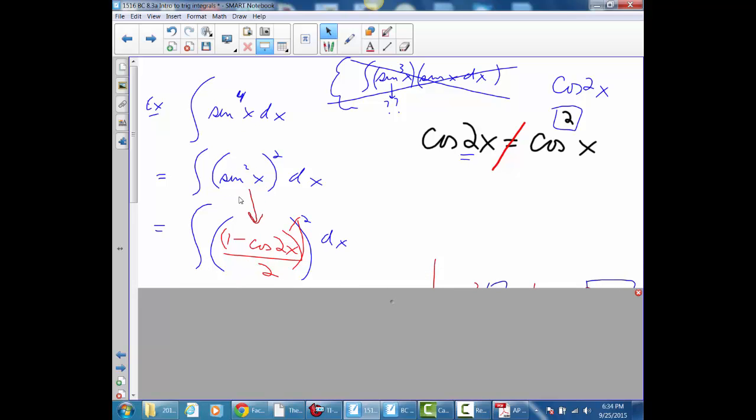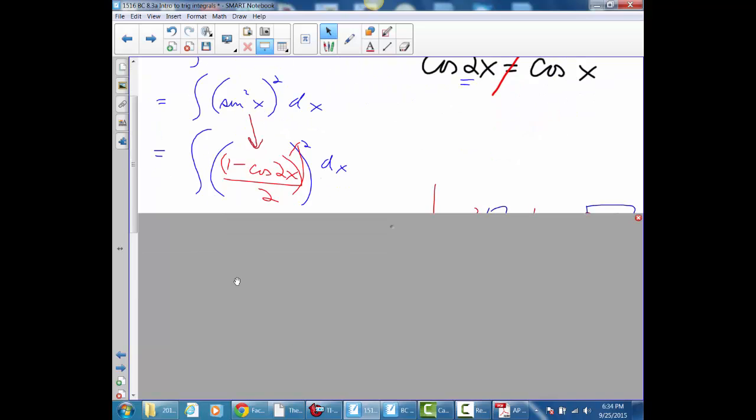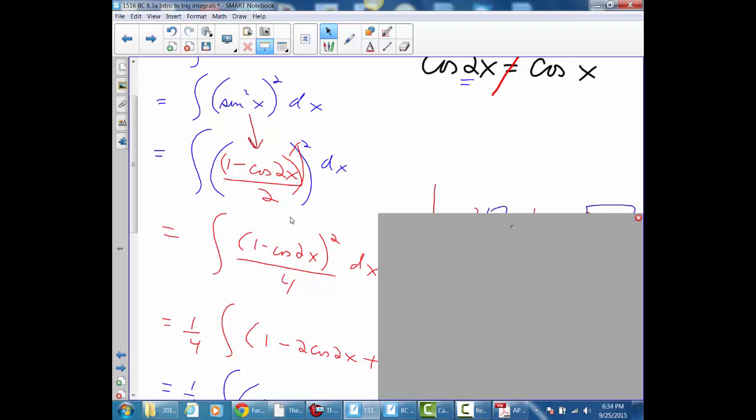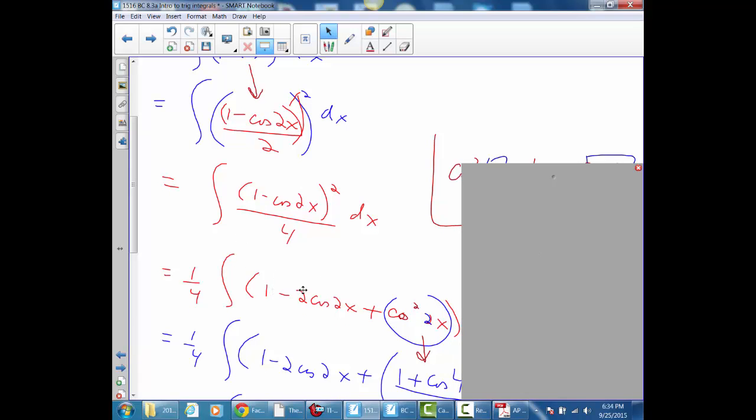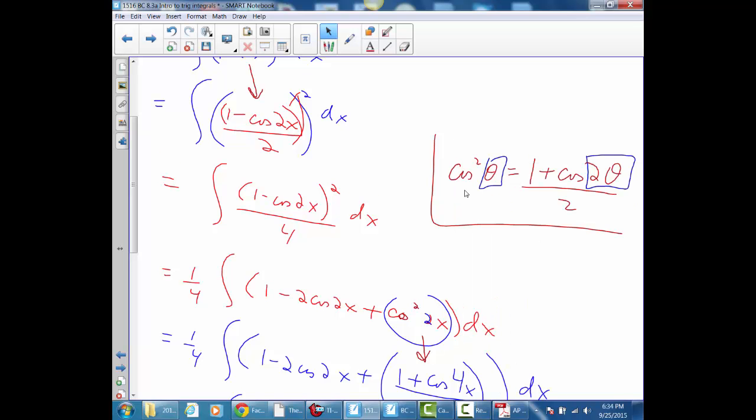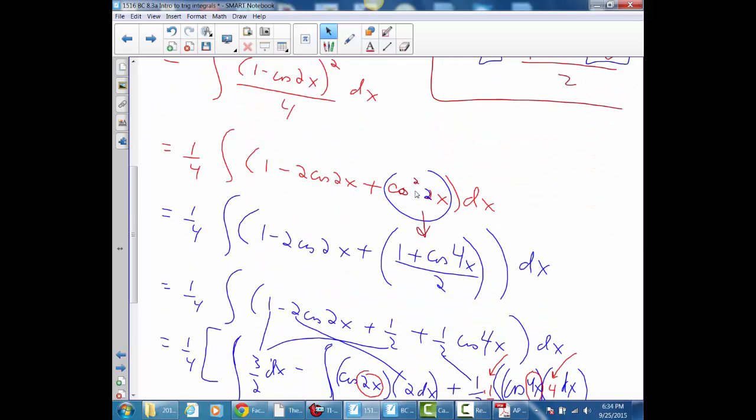So sine to the fourth is the square of sine squared, and now we're back to our Pythagorean identities. Sine squared x can be rewritten as 1 minus cosine 2x over 2, and then at this point you're going to expand that. You have the square of your numerator over the square of your denominator, and then you expand your numerator: square, double product, square. And then, my friends, it happens again. You have another cos squared of an angle, which is 1 plus cos of double that angle over 2.